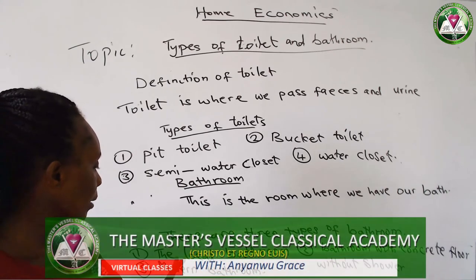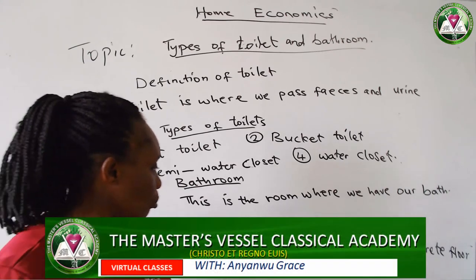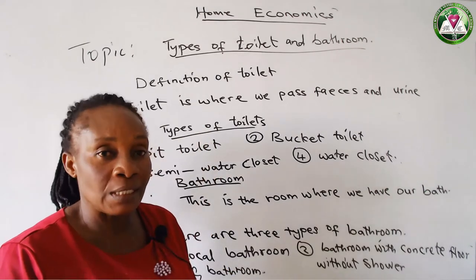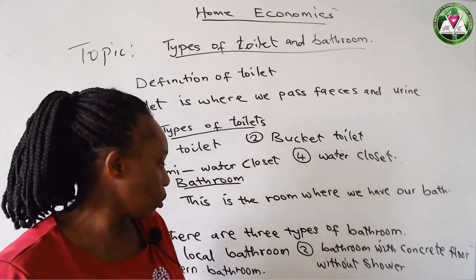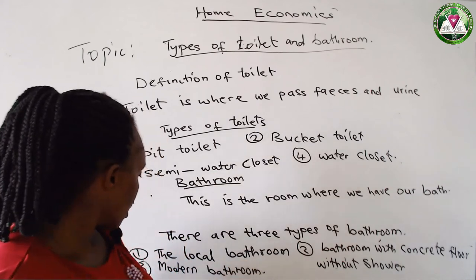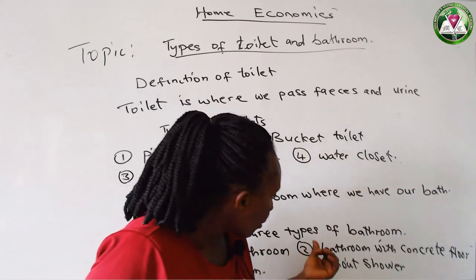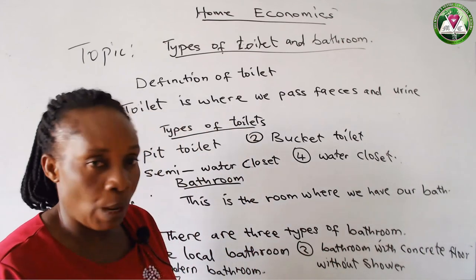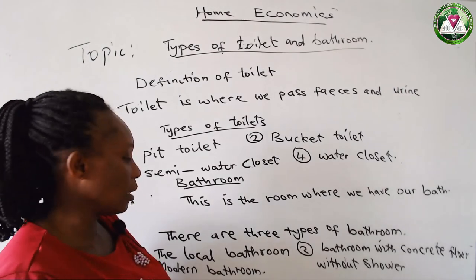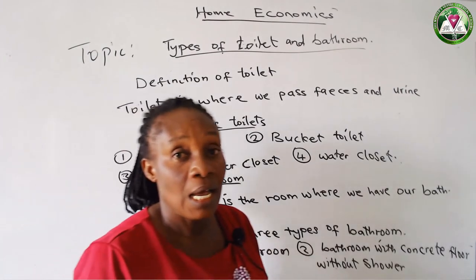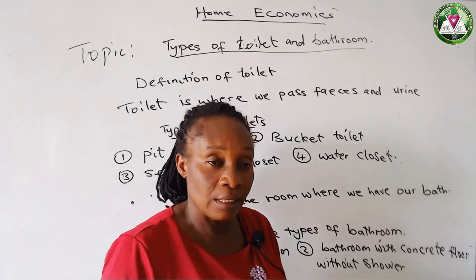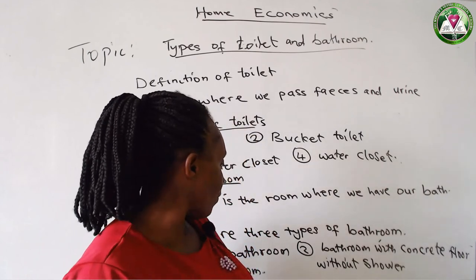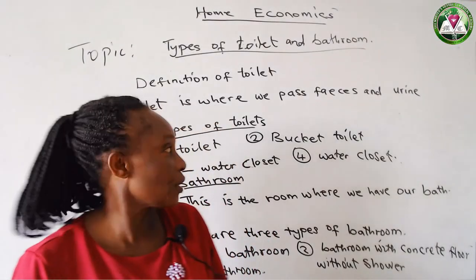Now, children, I said that the local bedroom is found in the village, with zinc or plywood, without a roof. Number two, bedroom with concrete floor tiles without shower. Then, the modern bedroom is found in our buildings in the town where we are living.